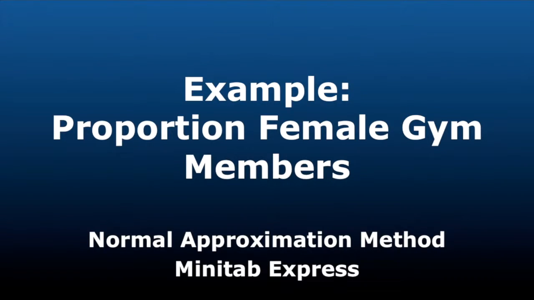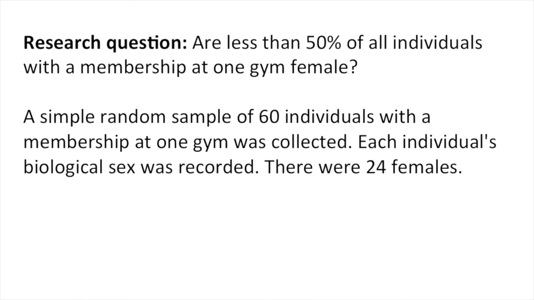In this example, we're going to examine the proportion of female gym members. We'll use the normal approximation method in Minitab Express. Here's our research question. Are less than 50% of all individuals with a membership at one gym female? A simple random sample of 60 individuals with a membership at one gym was collected. Each individual's biological sex was recorded.